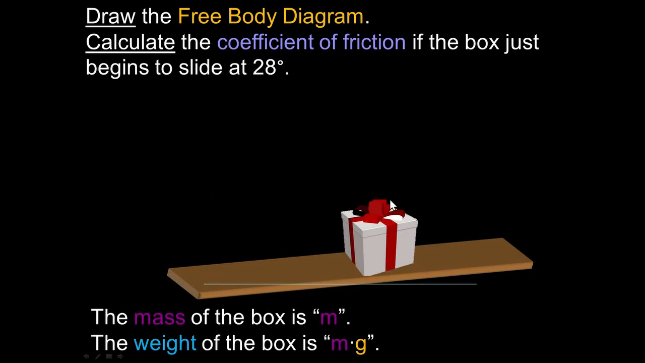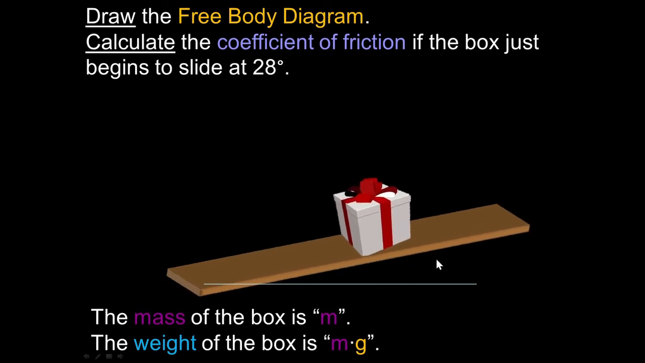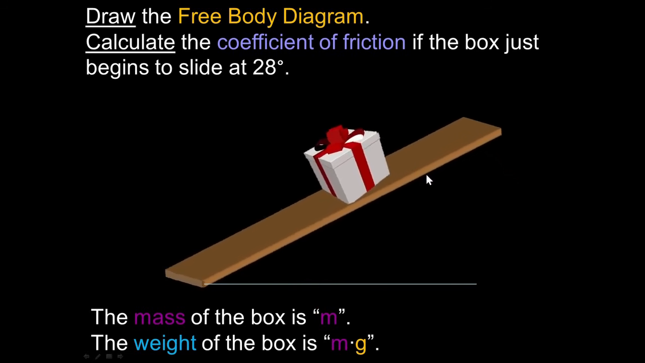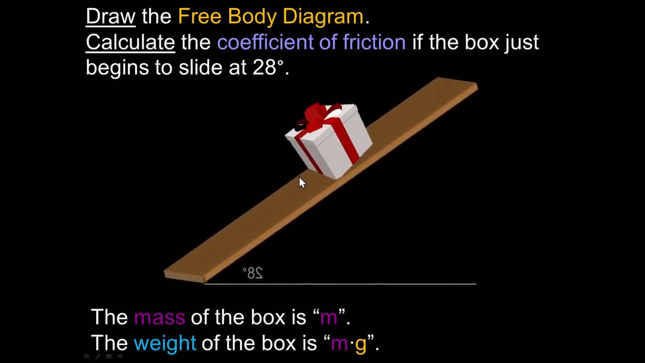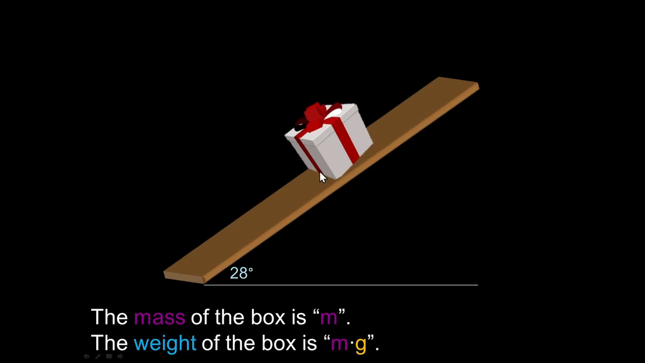All right, one last thing here. We're going to put a box on a slope, and I want to calculate the coefficient of friction between the box and that slope. So you slowly raise it, and find that tipping point where it just begins to slide. So at 28 degrees is where it just began to slide. So we don't have any numbers to work with other than the angle.